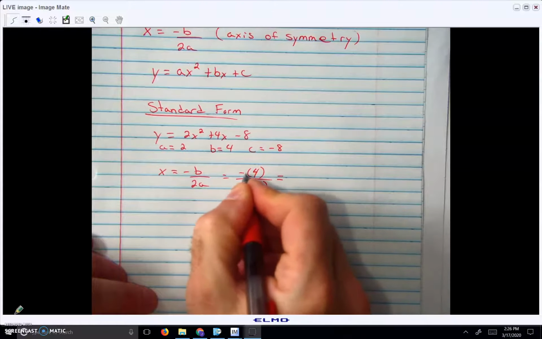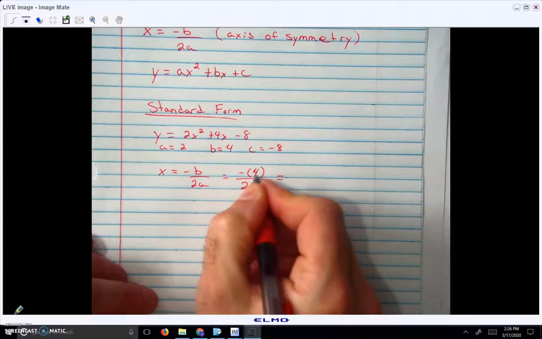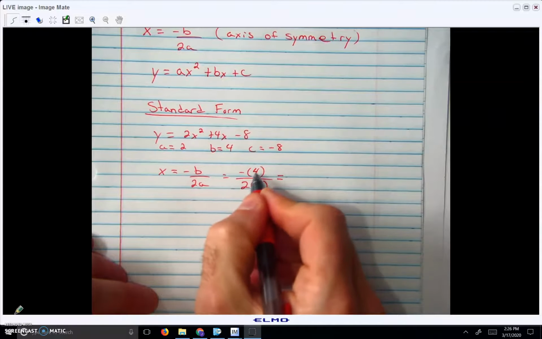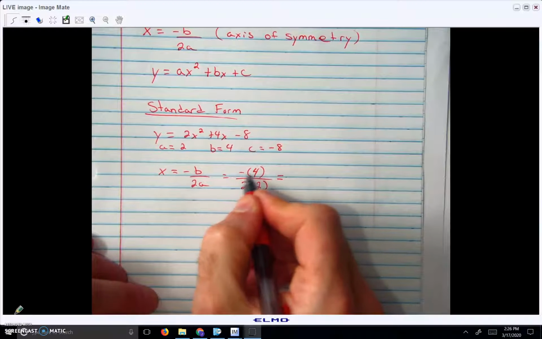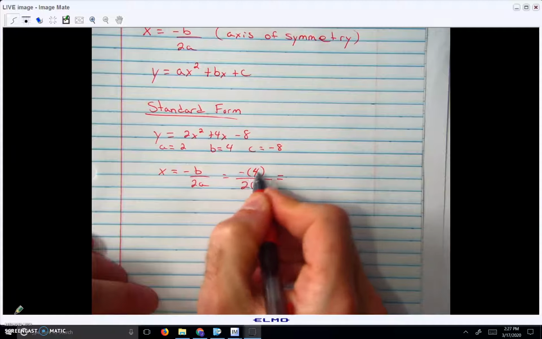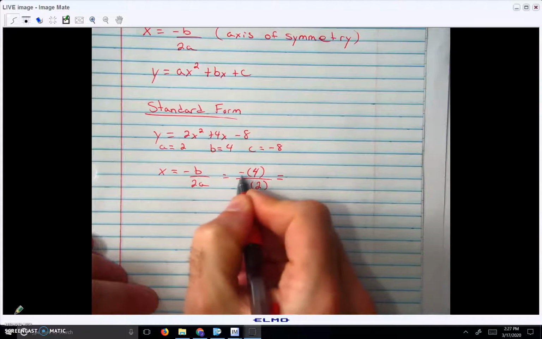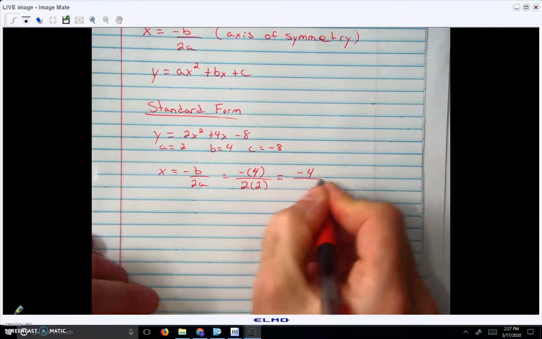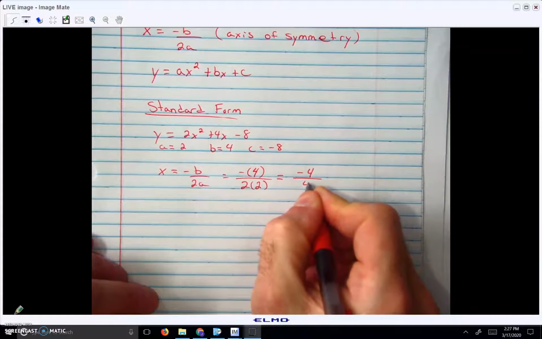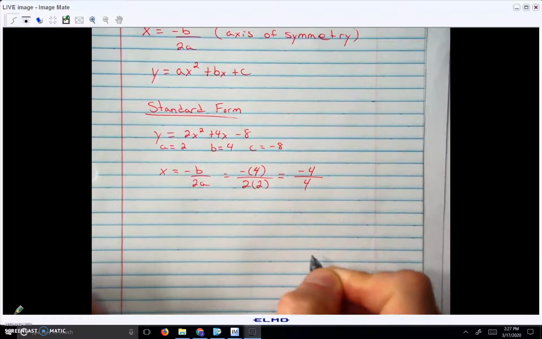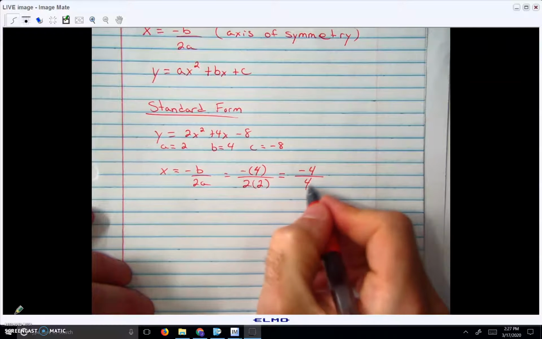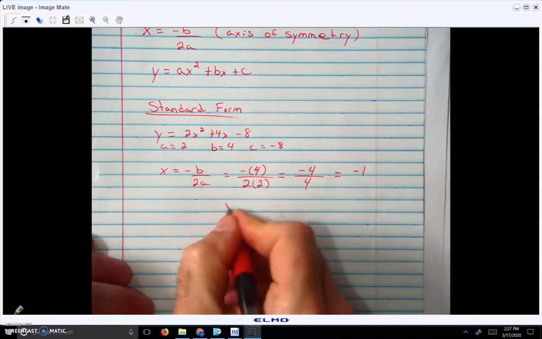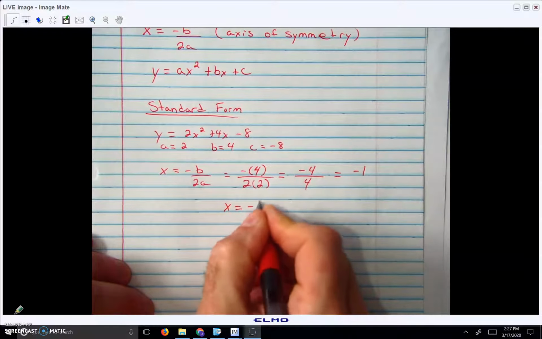On top, that gives me negative of 4. Don't forget the parentheses, especially if your b value is negative. A lot of times if you forget to put the parentheses, you'll forget that second negative. So make sure you put parentheses around what you're substituting in. So the negative of a positive 4 is negative 4. On the bottom, 2 times 2 is 4. So I have negative 4 over 4 is negative 1. So that gives me my x equals negative 1.